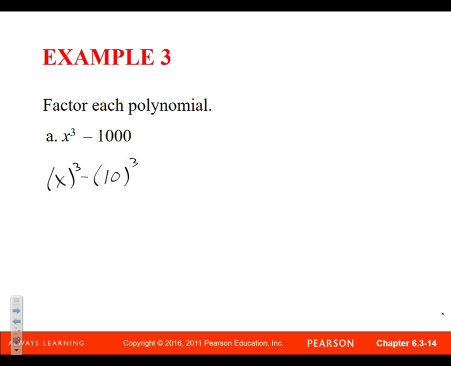Okay. So I want you to notice, now this is the difference of two cubes. What's inside of here is the first. What's inside of here is the second. So then you just follow the formula. It's going to go x minus 10, which is the first minus the second, multiplied by the first one squared, so x squared, plus the first times the second, which is what, 10x? And then we're going to take the second one, square it, so it's going to be plus 100. And there you go, that's how we would write it.